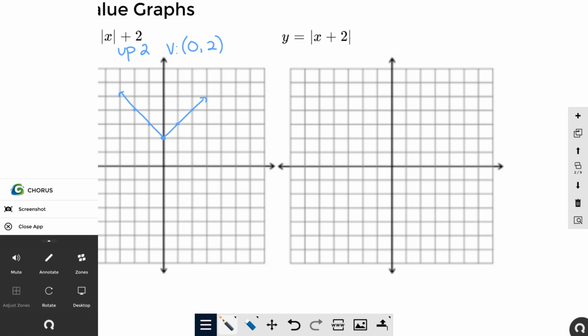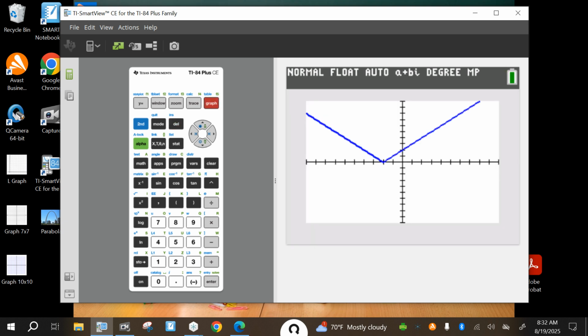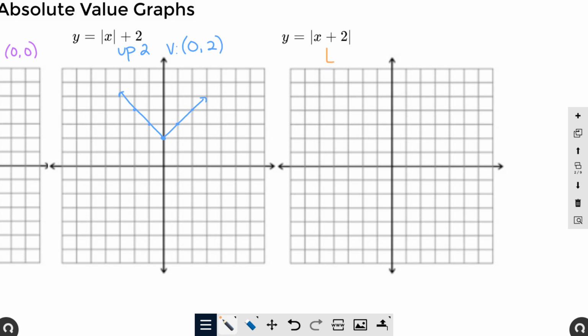So let's go back to our graph, our calculator. Let's put a plus 2 inside that absolute value and get rid of that plus 2 on the outside. So make sure you delete that plus 2 on the outside, just absolute value of x plus 2, and the plus 2 moved it which way? To the left. Remember how it's opposite of what you think when it's with x. Opposite of what you think. So this one moves left 2.